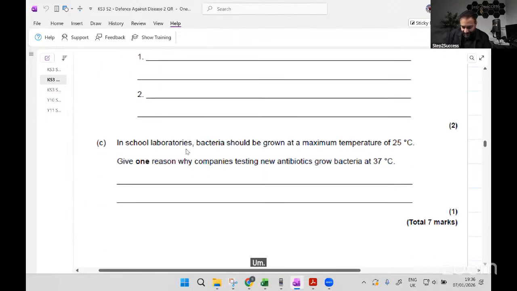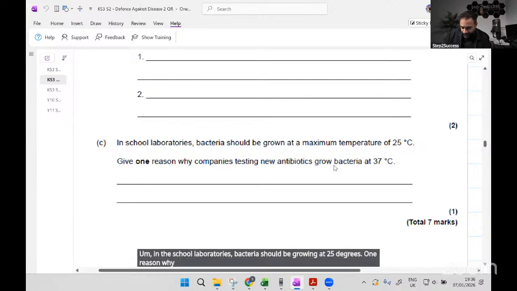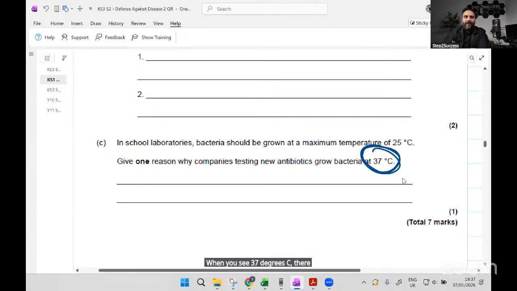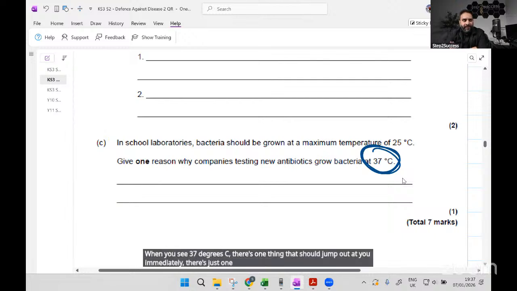In school laboratories, bacteria should be growing at 25 degrees. One reason why companies testing new antibiotics grow bacteria at 37. What number? When you see 37 degrees C, there's one thing that should jump out at you immediately. There's just one thing that the number 37 for temperature is associated with. It is your body temperature.